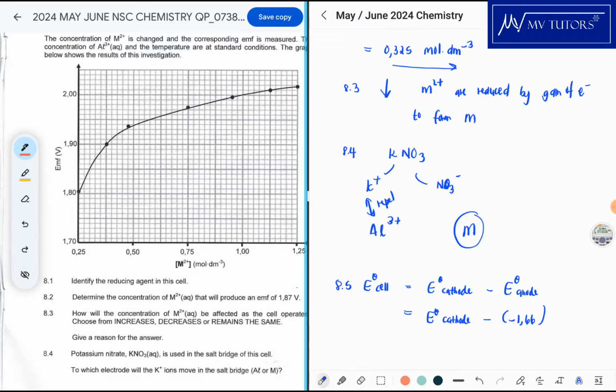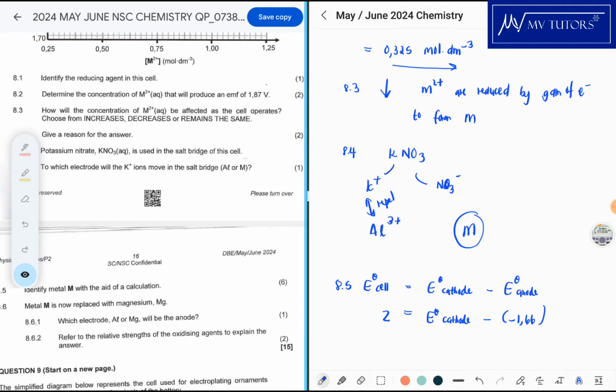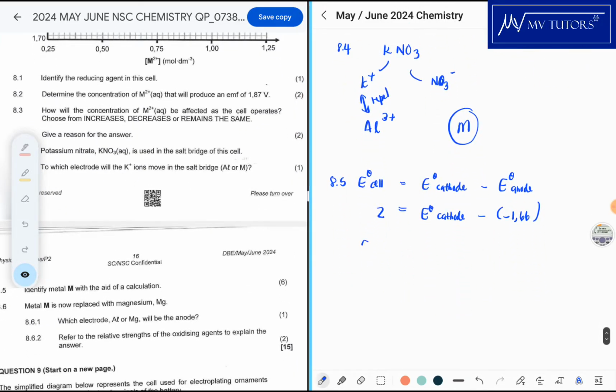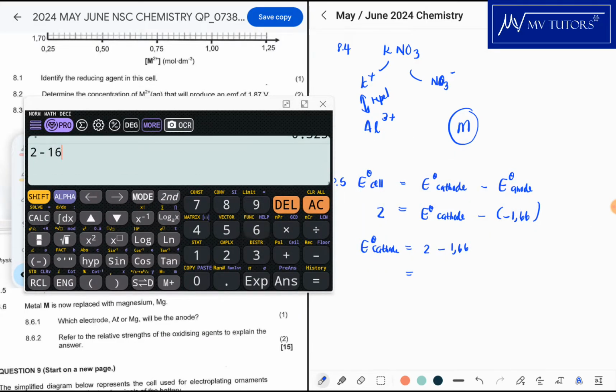Okay, so we have 1. It goes all the way there. And, oh, there we go. It's 2. I actually didn't need to show this, but it's fine. So we have 2 here. So now the reading at the cathode for metal M is going to be 2. So minus will give you a plus, but if you take it to the other side, it's going to be minus again. Okay, so 2 minus 1,66, that's going to be 0,34 volts.